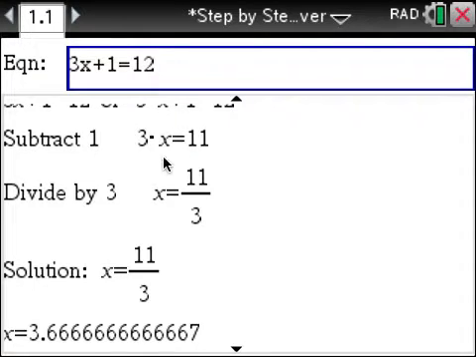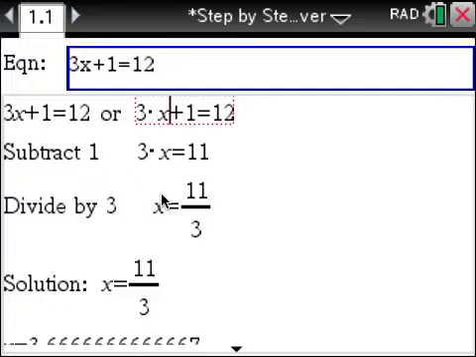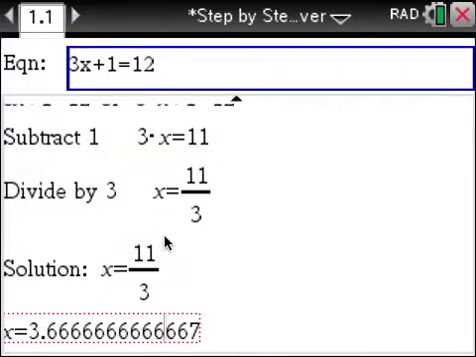Let's make this 12 instead. We go up here. So this is basically what we wrote in, and then step by step we explain to you how to solve this equation. So we say subtract by 1, divide by 3, and we're showing you how to do that in the meantime. And then the solution is x equals 11 divided by 3, which in decimal form is that.